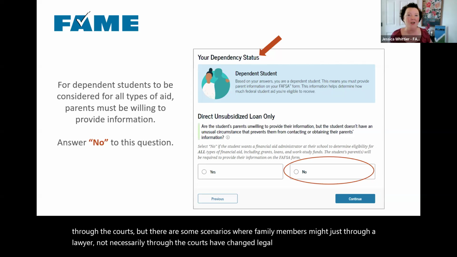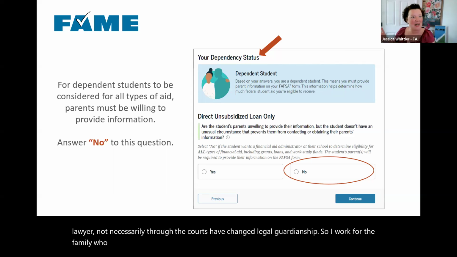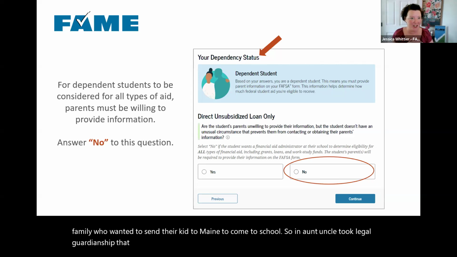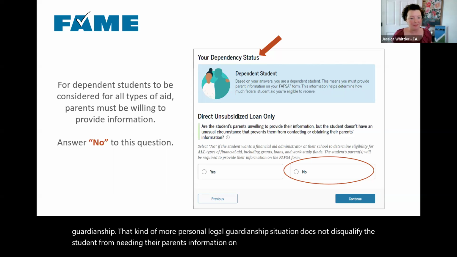So I worked with a family who wanted to send their kid to Maine to come to school, so an aunt and uncle took legal guardianship. That kind of more personal legal guardianship situation does not disqualify the student from needing their parents' information on the FAFSA form. Great point, Jess.